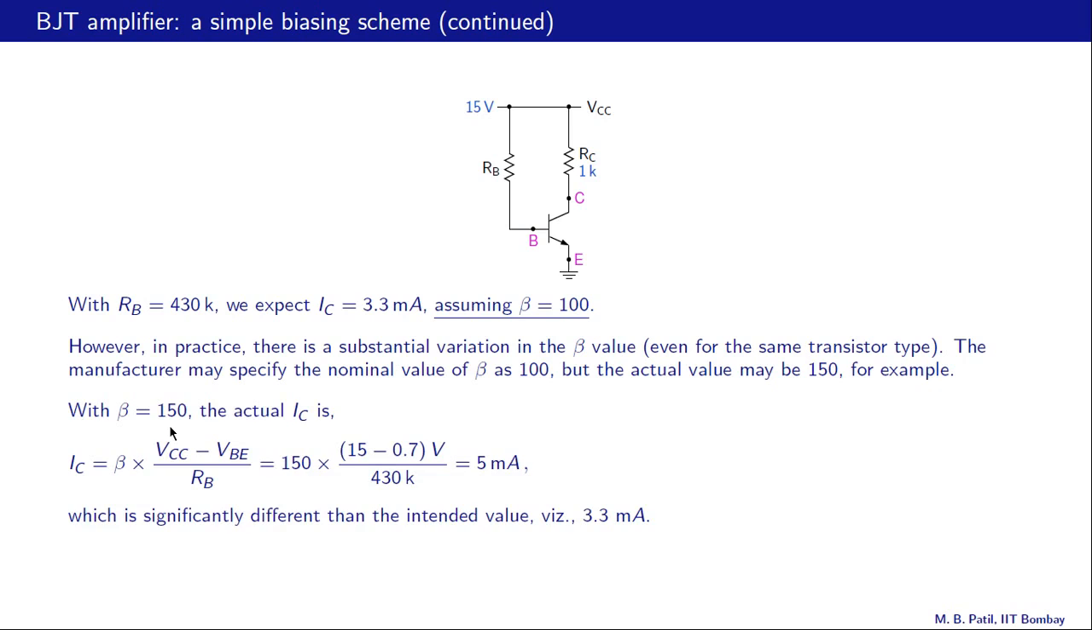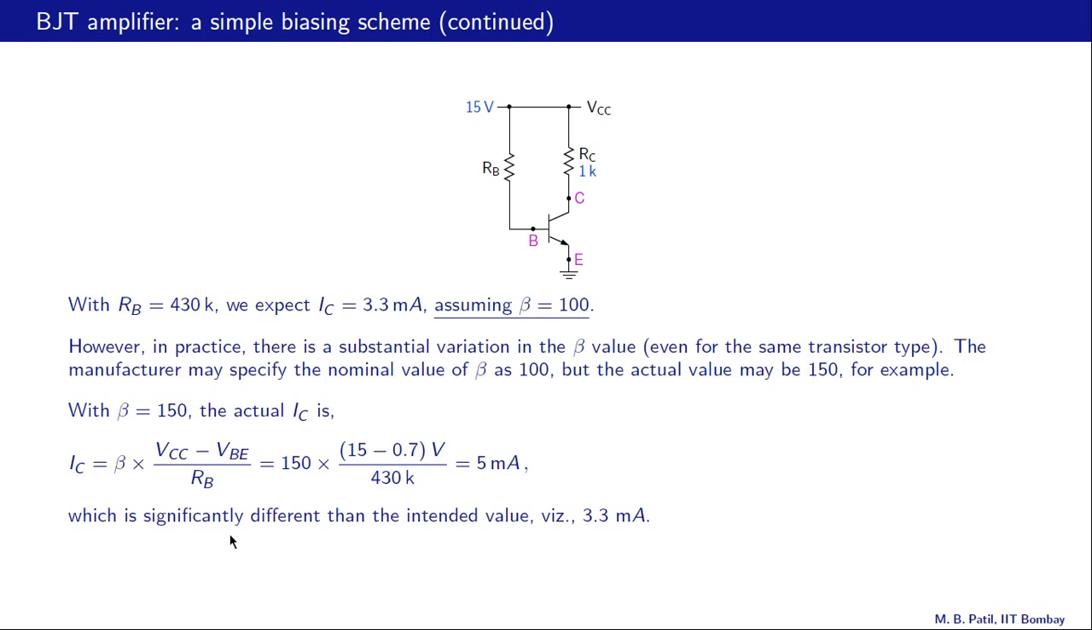With beta equal to 150, the actual IC is beta times IB, which is VCC minus VBE by RB, and that is 150 times 15 minus 0.7 by 430K. We have already picked this RB, assuming that our beta is 100, but the actual beta of this transistor happens to be 150, and the current then would be that expression, or 5 milliamps.